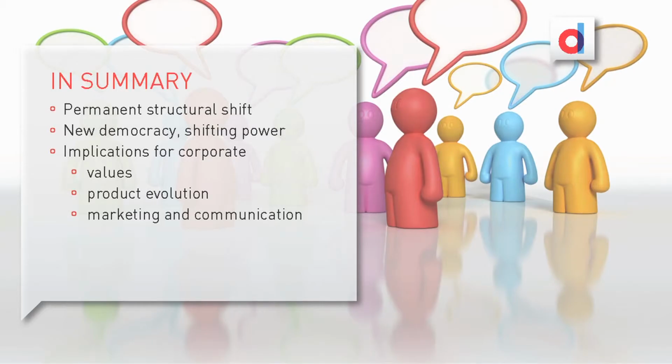So, just to summarise, this is really about a permanent structural shift in society that's going to accelerate, not change. When I think about my 4-year-old son Leo and how he's going to engage with companies, it's going to be in a much more open, transparent way, and he's going to be using the crowd to help him decide which companies he buys products from. It's going to be very hard to compete if you don't have a good product or service because you're going to get found out. So there's a new democracy going on and power shifting, and there are implications for corporates in terms of values, the way they evolve their products and get feedback from their customers, and also with regards to marketing and communication.